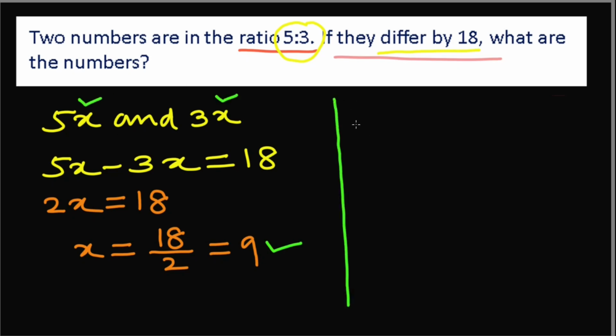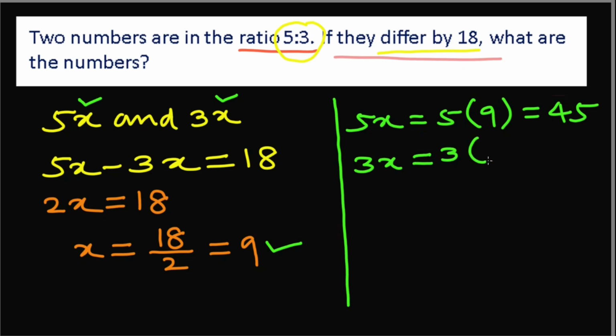Therefore, the first number 5x will be 5 into the common multiple 9, that is 45. The second number 3x will be 3 multiplied by the common multiple 9, that is 27. So 45 and 27 are the required two numbers.